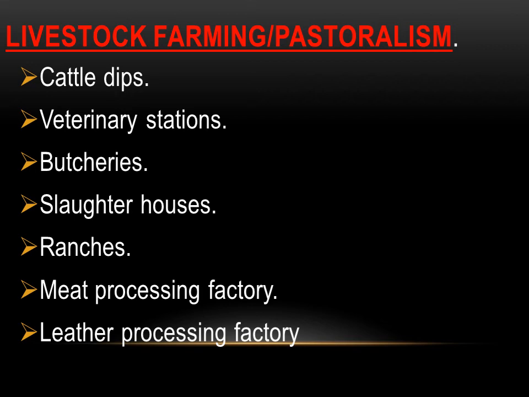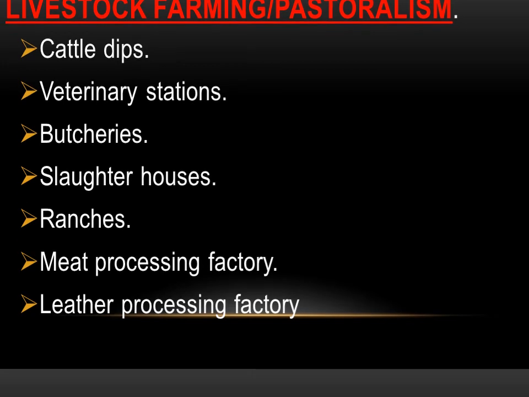Then you have the leather processing factory. This is the factory that deals with the hides and the skin. Hides is that hair that covers the skin. The skin is then processed into leather, which is used to make various items like bags. We have gloves, we have suitcases, we have shoes, we have belts, all of them.